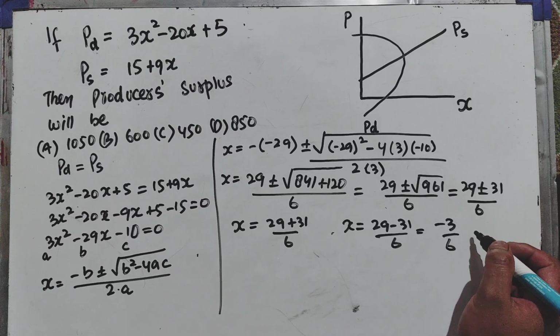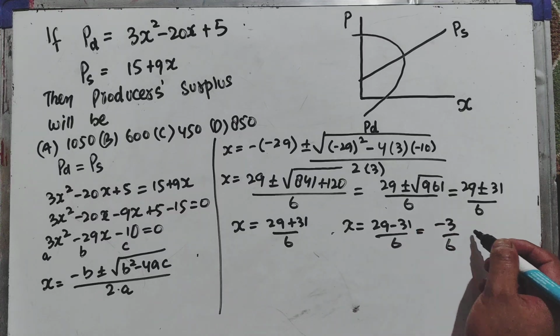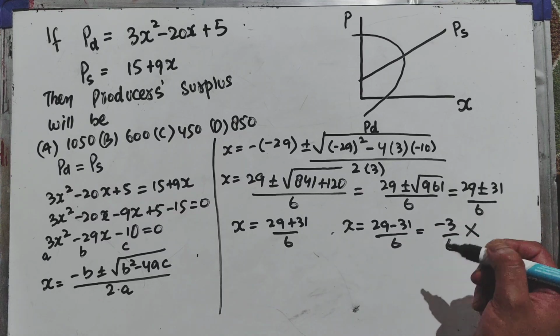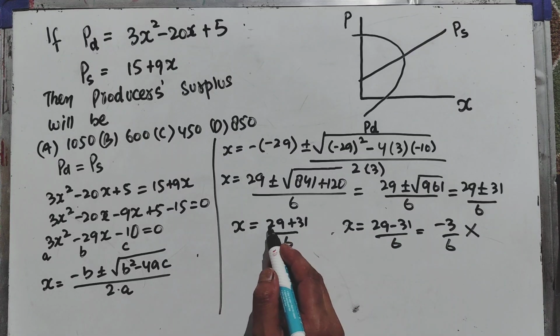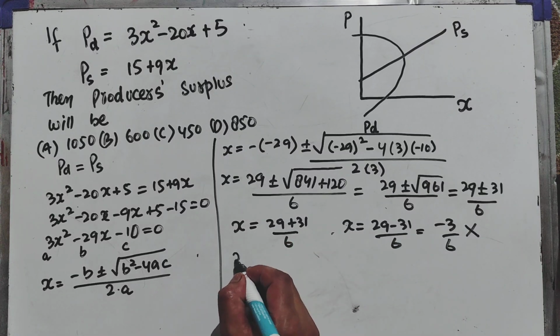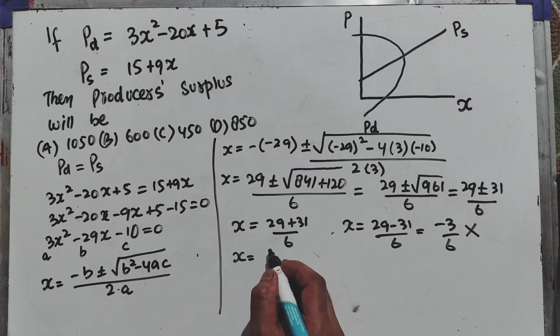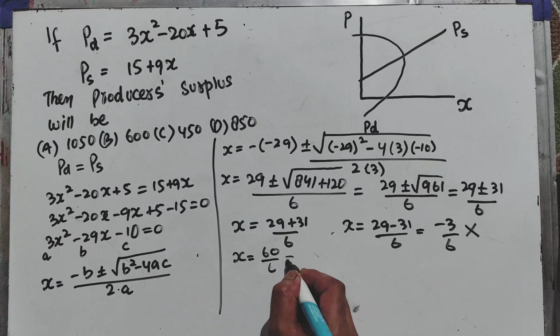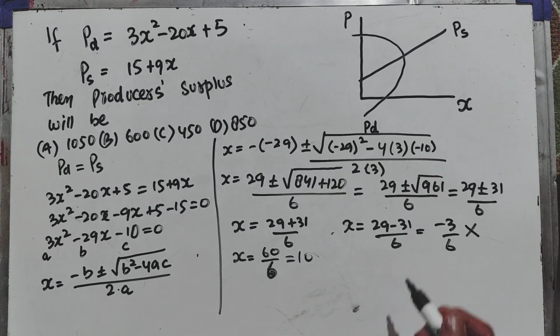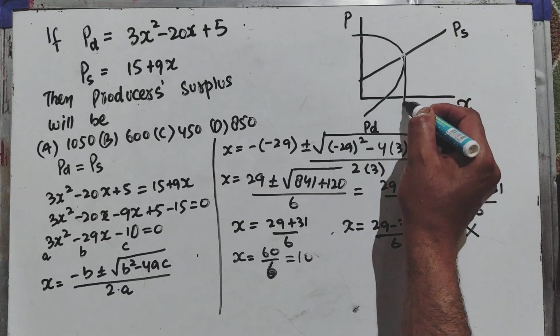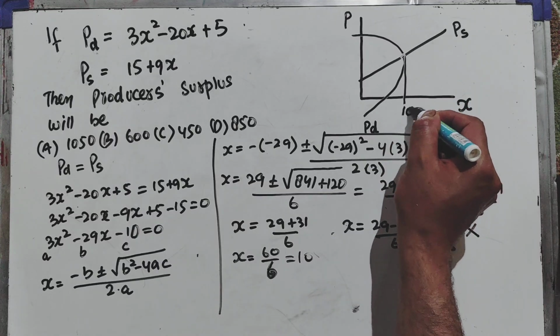Quantity cannot be negative, so we can outrightly reject this negative quantity. That means the equilibrium quantity will be equal to 29 plus 31, which is 60, upon 6, which comes out to be 10. Okay, so we have found out the equilibrium quantity, which came out to be 10 here.